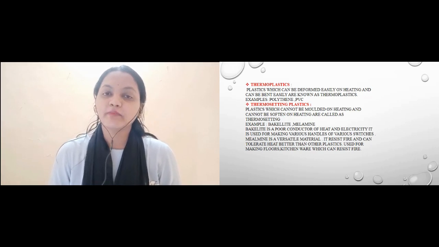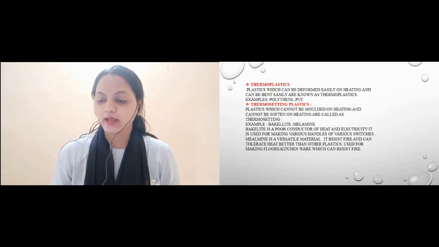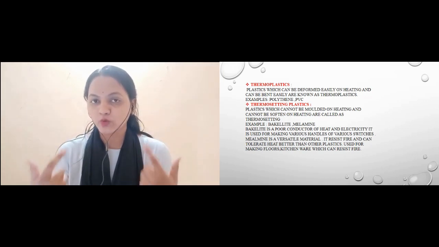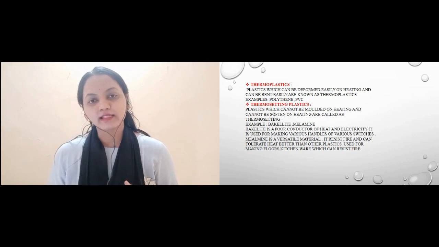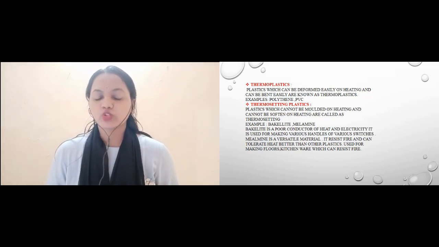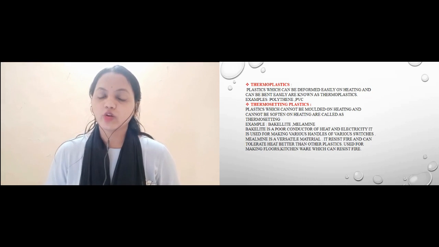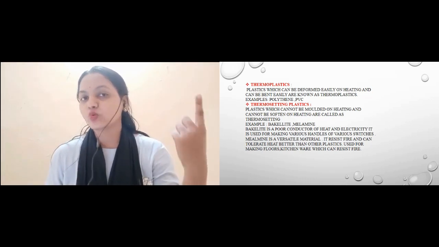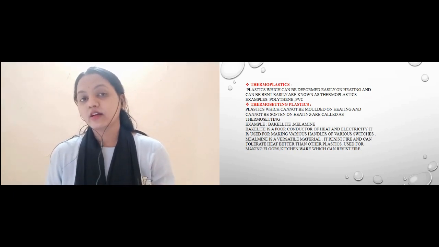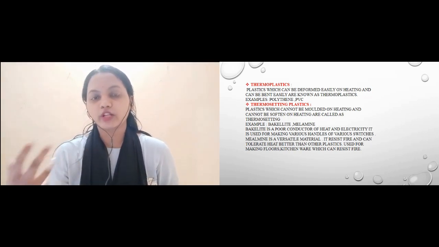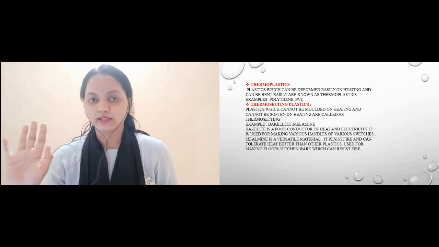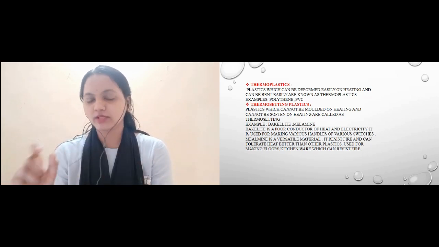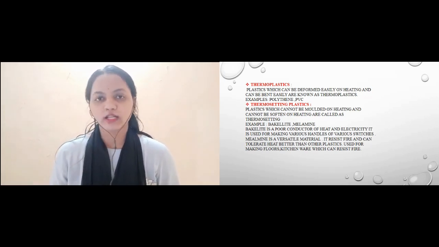For example, Bakelite and Melamine. Now before going to Bakelite, I would repeat the definition of these plastics, that is thermosetting plastics. These plastics are those which cannot be molded or deformed on heating, we call such plastics thermosetting, and those plastics which can be molded or deformed we call thermoplastics. Thermo is heat. Plastic. So the name itself tells thermoplastic and thermosetting plastics.